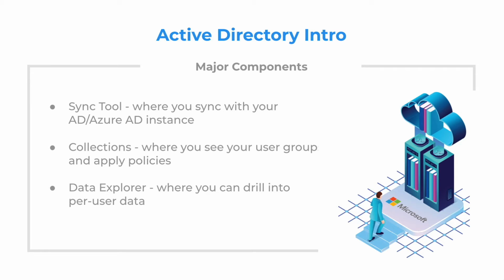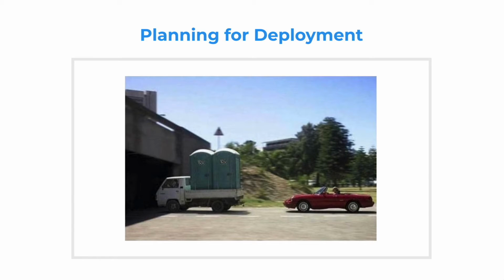Now let's talk about planning for deployment. Obviously, the first rule of planning is to make sure that you do it. You can avoid consequences. As you can see in the picture here, things that happen when you're not looking ahead and watching for what's coming next.